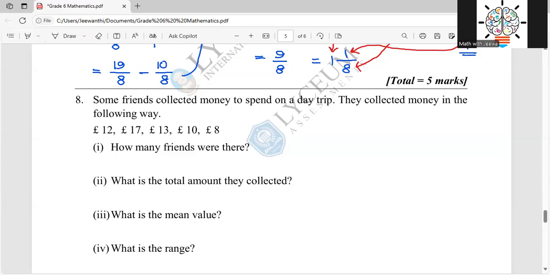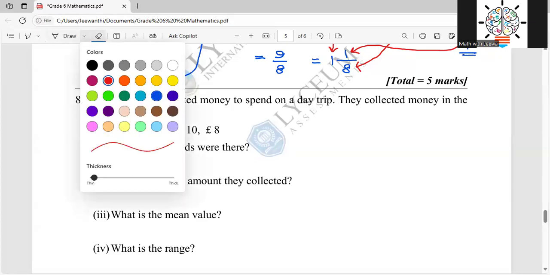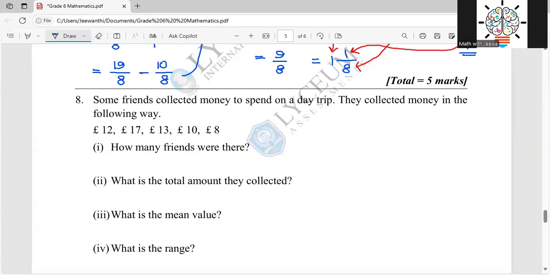How many friends were there? So then you can count how many friends were there. 5 friends we have, right? So then here we can see, sorry, I'll take the blue color pen. We have 5 friends. How many friends? So then you can write 5 friends.